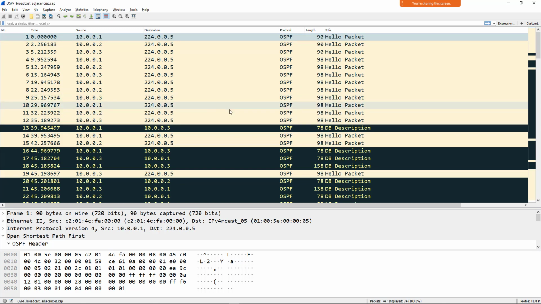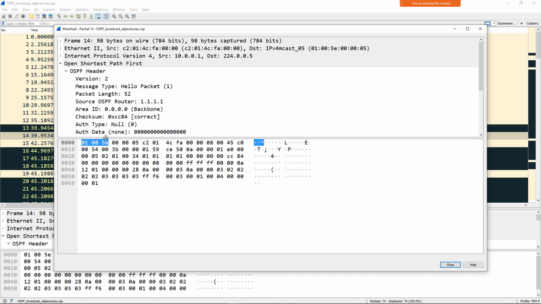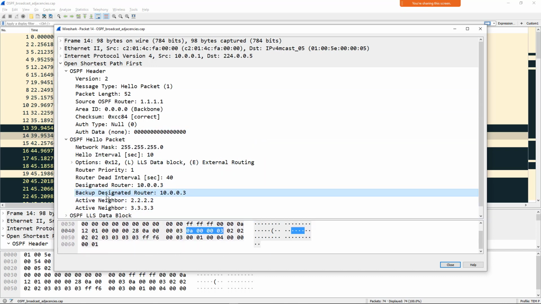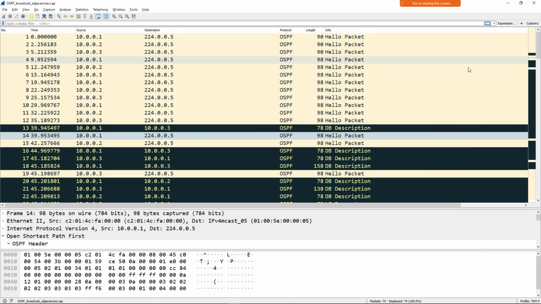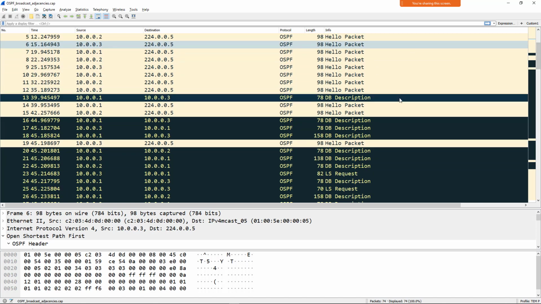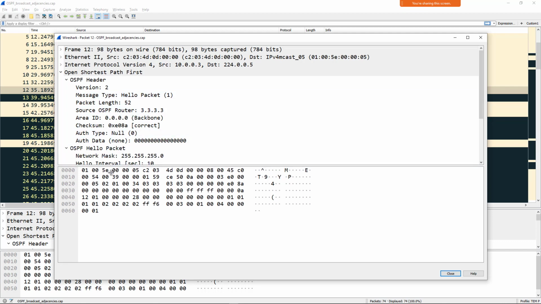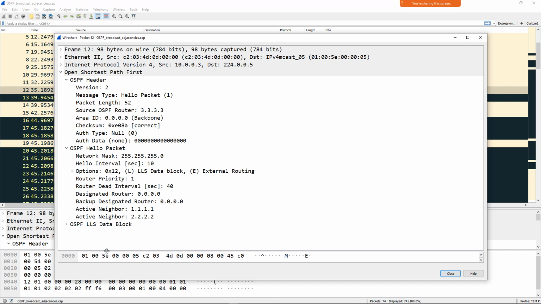Now, eventually what's going to happen is, as I go through the process of establishing the adjacency, we're going to start to recognize things like who is the DR, who is the backup designated router. We'll talk about how that election process takes place, but we're moving through different states. So this would be the init state, and then we go into what we call the two-way state. The two-way state is the next state.